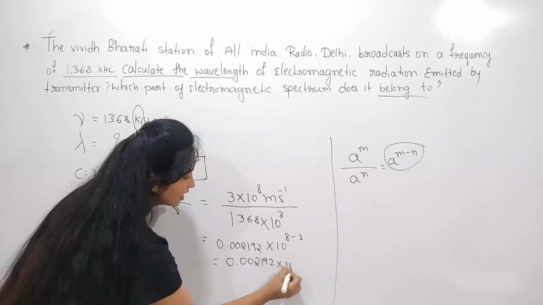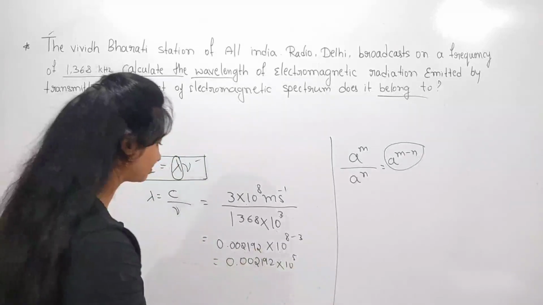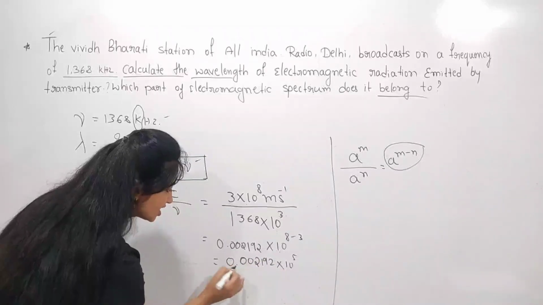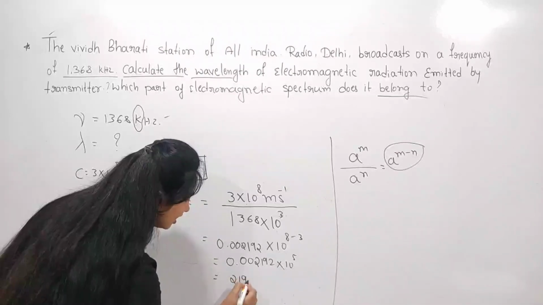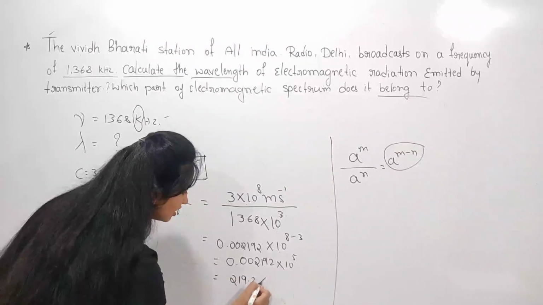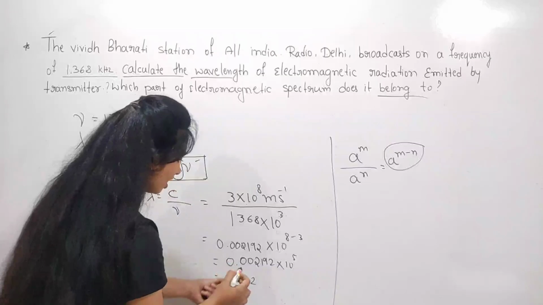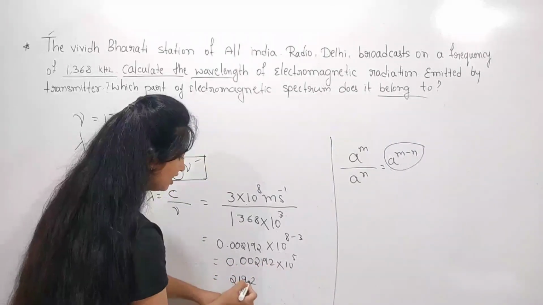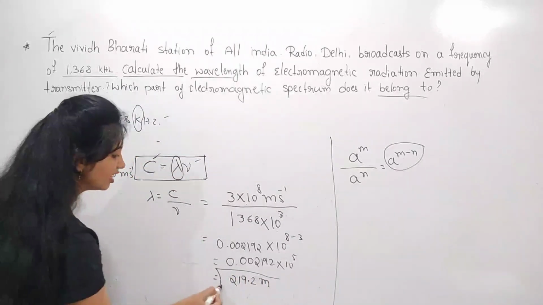0.02192 into 10 raised to 8 minus 3 is 5, 10 raised to 5. And next, so see here, I shift this point 1, 2, 3, 4, 5 to 19.2 into 10 raised to 5. I will put this decimal up to the 5 points, 1, 2, 3, 4, 5. So 219.2 meter. This is our answer.